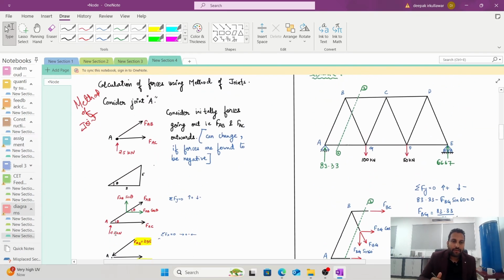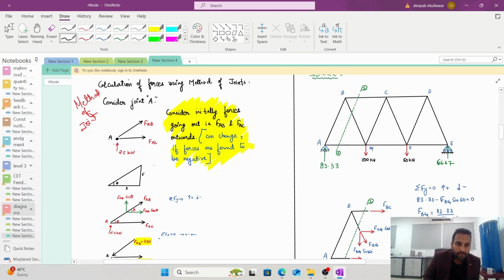First thing, consider initially forces going out. This is what I have explained just now. I have written this, you can go through this statement again. Now, you can change this direction if the forces are found to be negative. That is what I have written here.